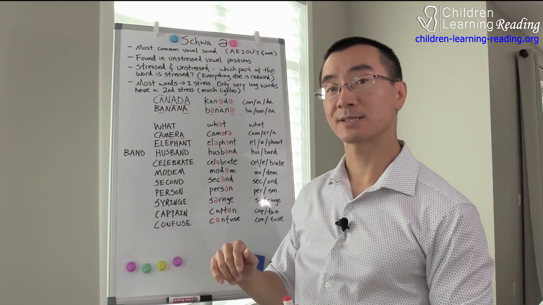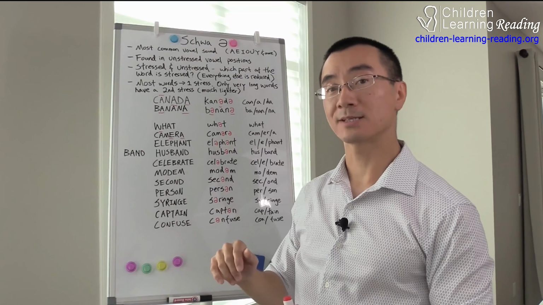Okay? Next one, second. So the first vowel E is the stressed vowel, and the second O is unstressed. Next one, person. Again, the first E is stressed. The second vowel is unstressed, and it's a schwa, okay? So you can see that right here. Okay, moving on to the next word.